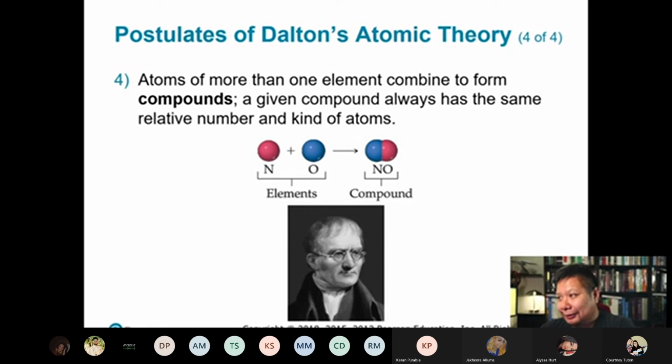All right, so here is Dalton's fourth postulate: atoms of more than one element combine to form compounds. A given compound always has the same relative number of kinds of atoms. For example, we can have an atom of nitrogen here and an atom of oxygen here, and they will combine together. These are all elements, and they combine to make a compound. This compound is called nitrogen monoxide. Nitrogen because there's only one nitrogen, and monoxide because there's only one oxygen. That's what the fourth postulate says.